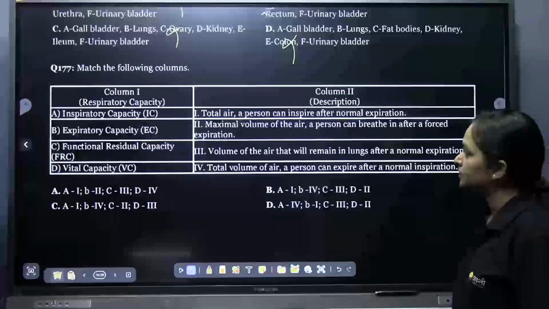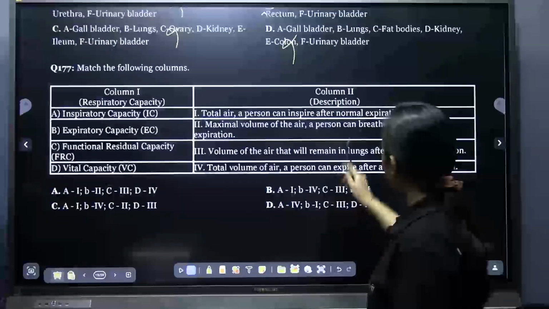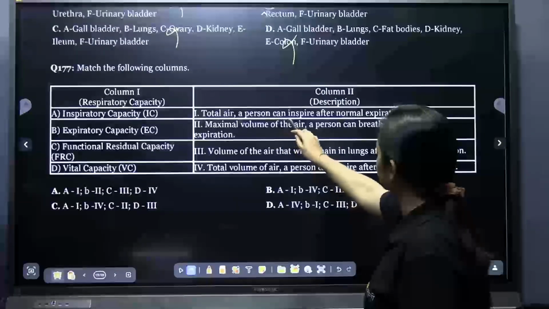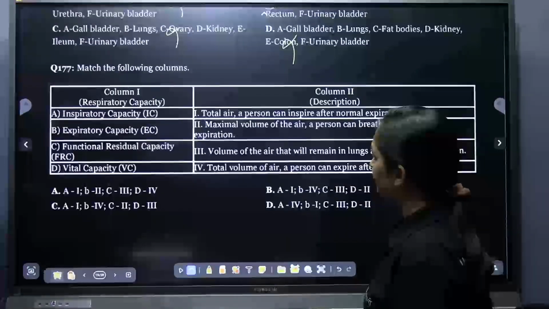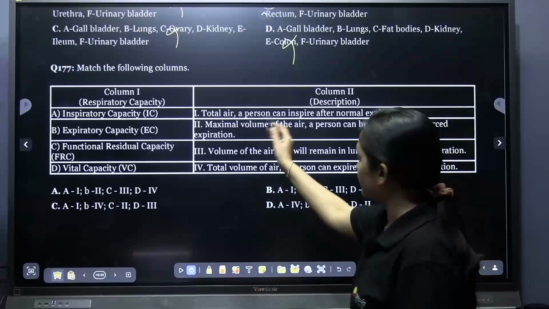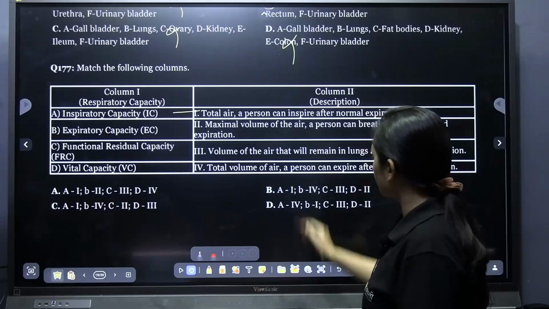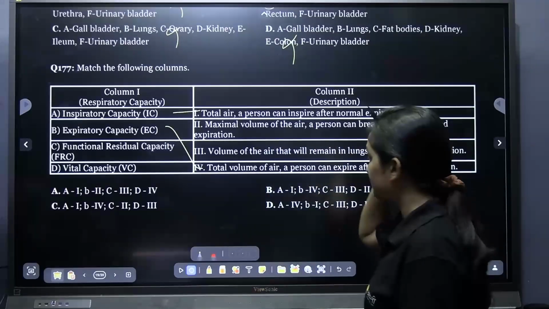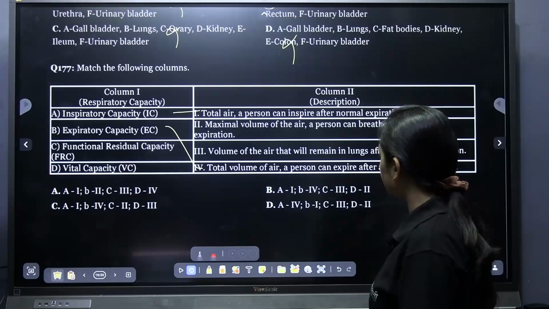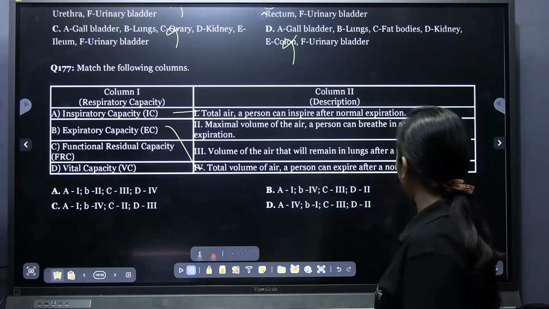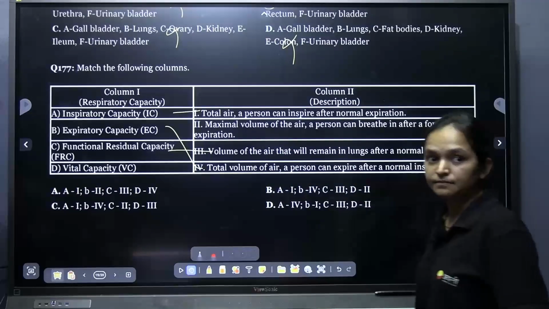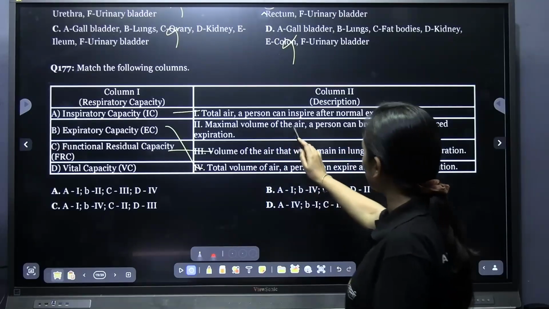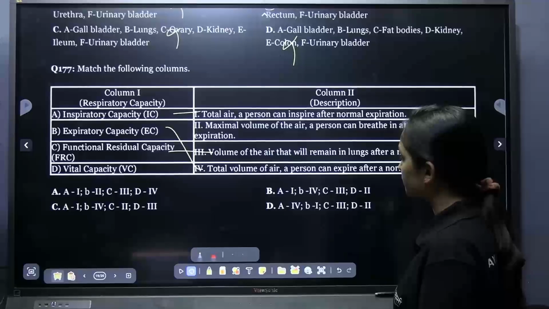Match the following columns. Inspiratory capacity, total volume of air a person can inspire after normal expiration. Inspiratory capacity, yes. A1. Expiratory capacity, total volume of air a person can expire after normal inspiration. Expiratory capacity, yes. And functional residual capacity, the volume of air that will remain in the lungs after normal expiration. And vital capacity, maximal volume of air a person can breathe in after forced expiration.